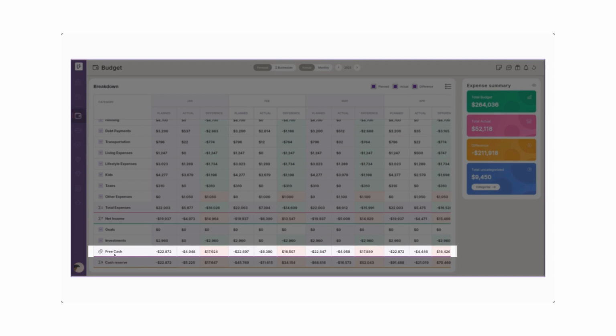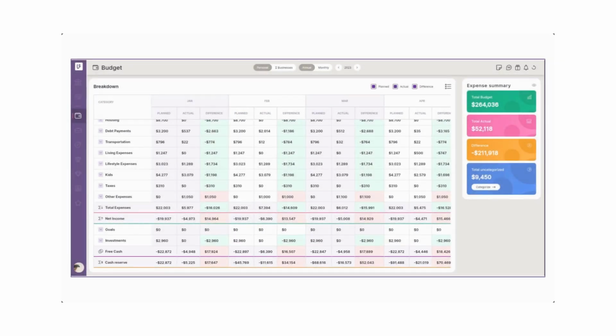Your free cash is the exciting part of budgeting. It represents the money you have available to spend or add to your cash reserve.